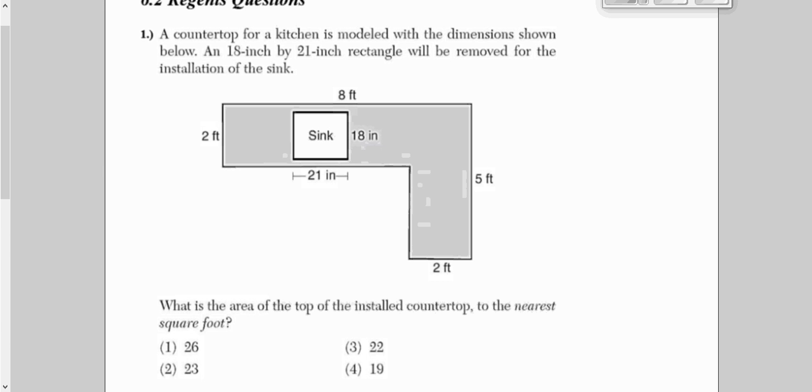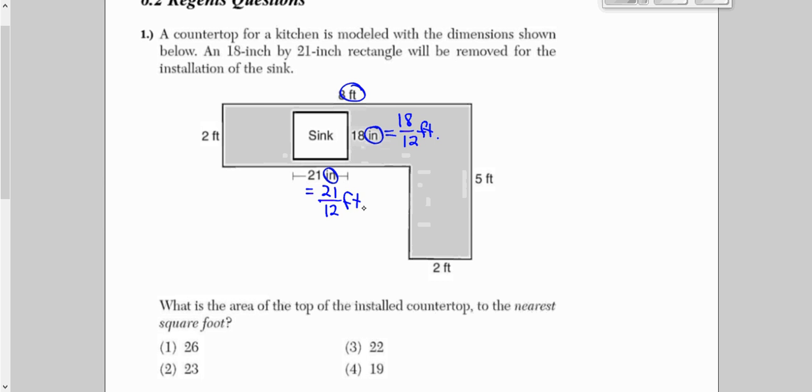You always want to look at these. Everything here is in feet, except these guys. So 18 inches, I'm going to write that as 18. You can divide by 12 to get feet, right? I'm just going to leave it as 18/12 feet. And this would be 21/12 feet. I'll leave it like that.